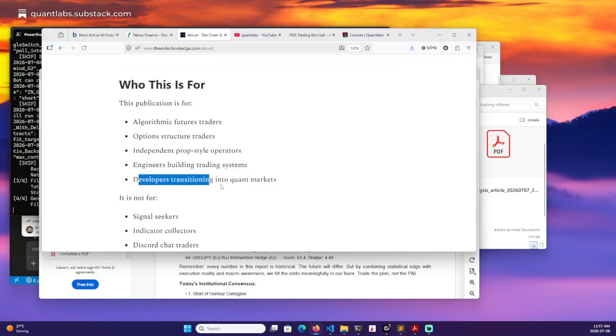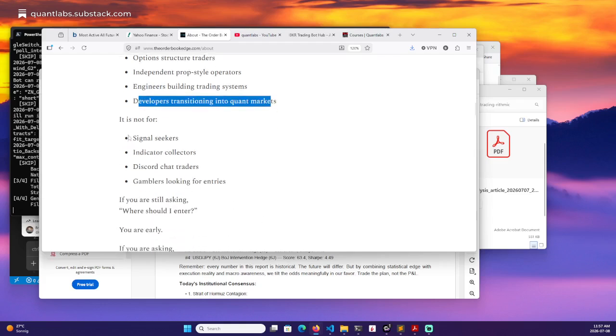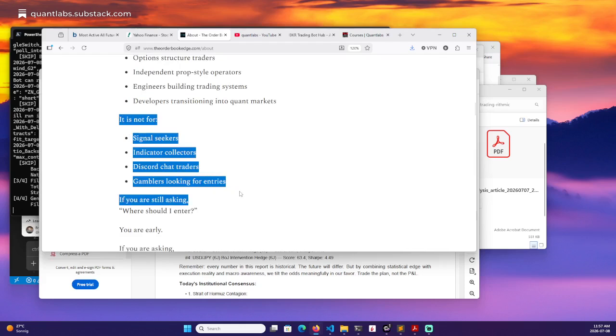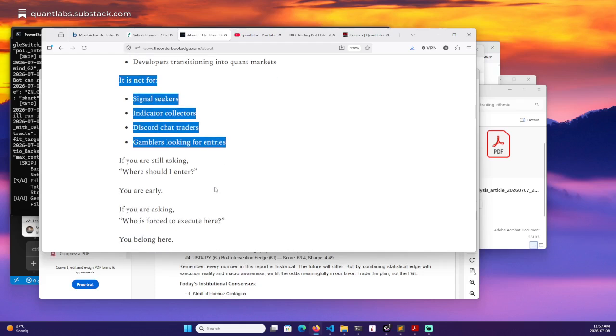And then there's the developers transitioning, not the quant coders, but wanting to get into the general quant markets. Again, this is what it's not for, okay? Signal seekers, indicator collectors, Discord chat traders. I got off of Discord. It's horrible with the spamming going on there. And gamblers looking for entries.